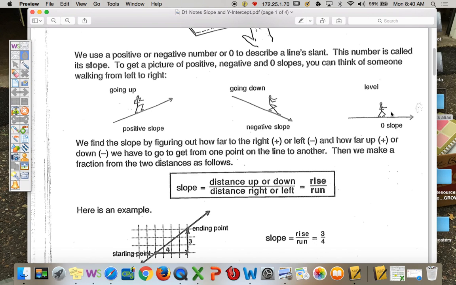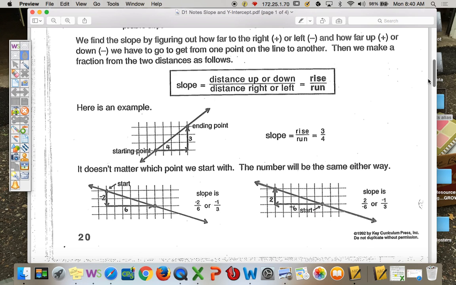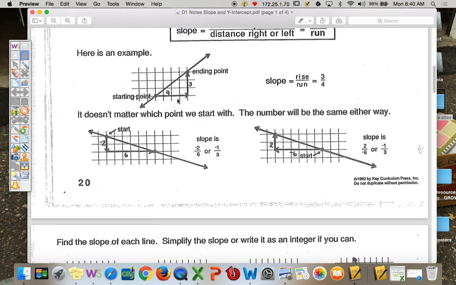We find the slope by figuring out how far to the right or left, and how far up or down it goes. And you've heard this before, it's rise over run. So here's an example. Pick any 2 points on the line, and this goes up 3 and over 4. So the slope is 3 over 4, rise over run. It doesn't matter which point we start with, the number will be the same either way.